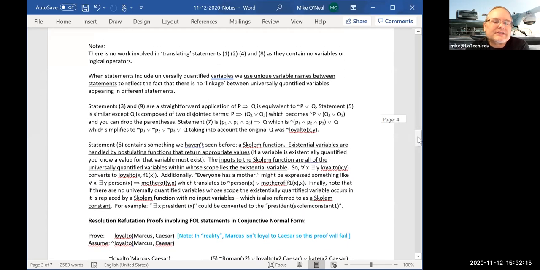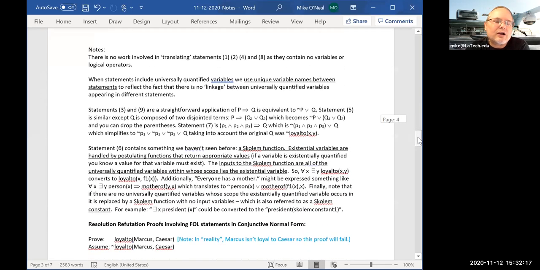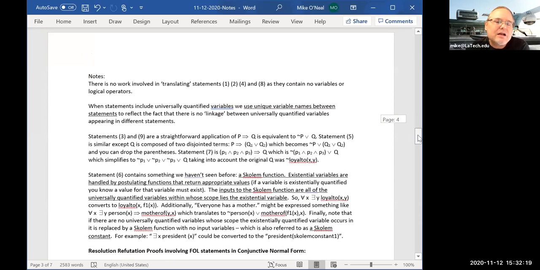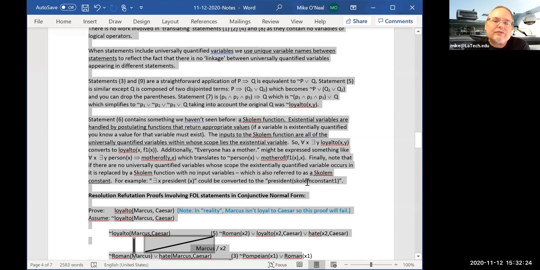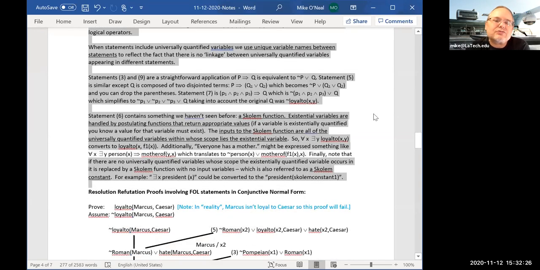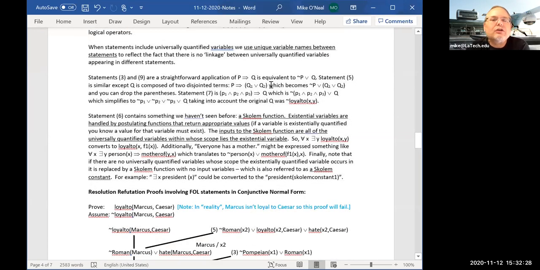Over the next little while here, I basically go back through all of that translation that I did here. This is in more detail what I just talked you through. Okay, so if you're still a little fuzzy on it, go and read this.